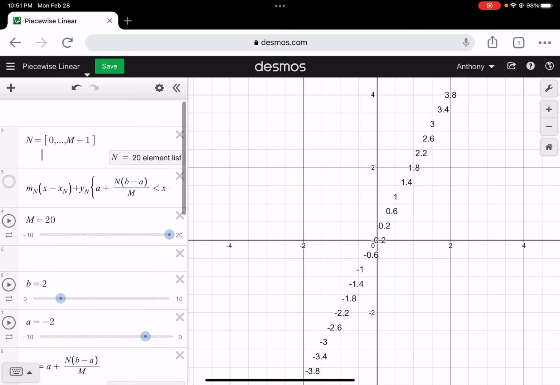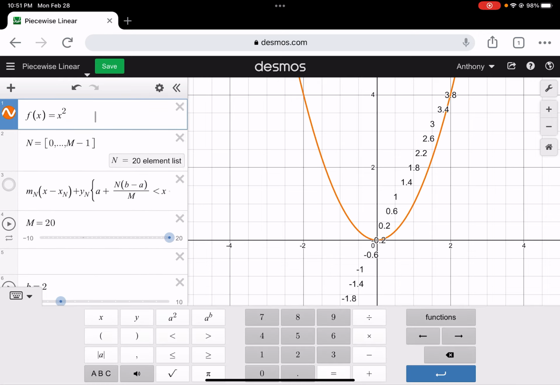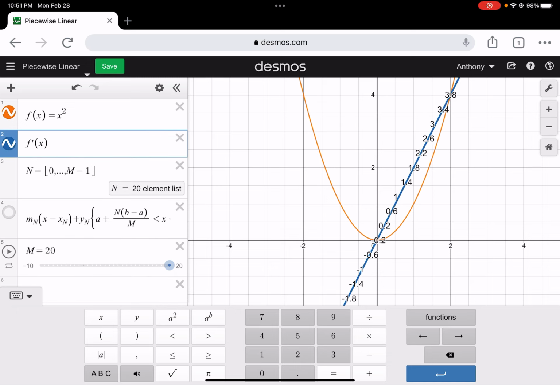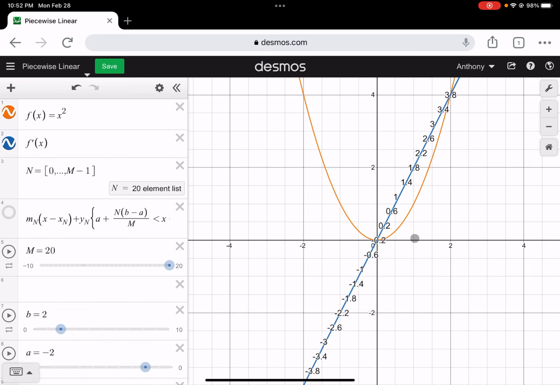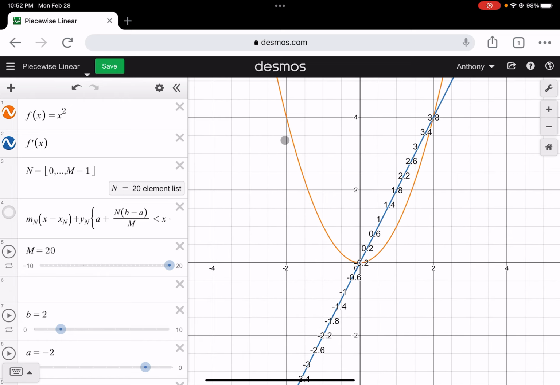And instead, let's just put up the original function. So there's the original function that the purple one was getting closer and closer to. And we can just have Desmos graph the derivative for us. Okay, so f prime is the line y equals 2x. And you can see that because it goes through 0, 0, and it goes through, for example, 2, 4. And the orange graph, y equals x squared, is the original function.